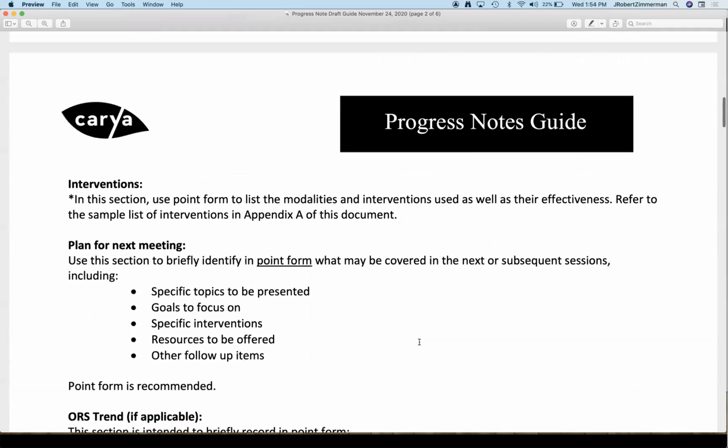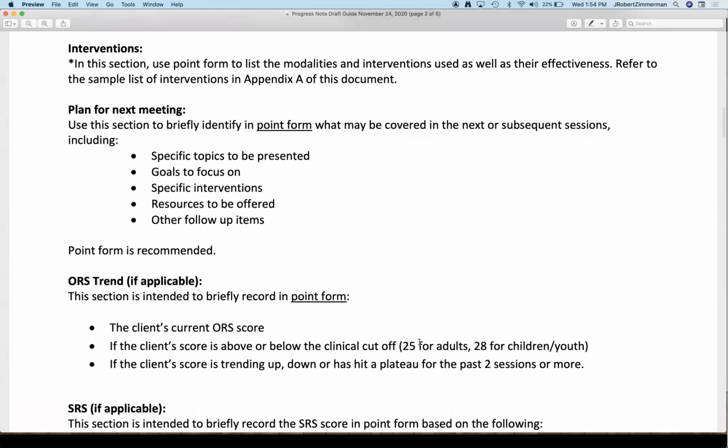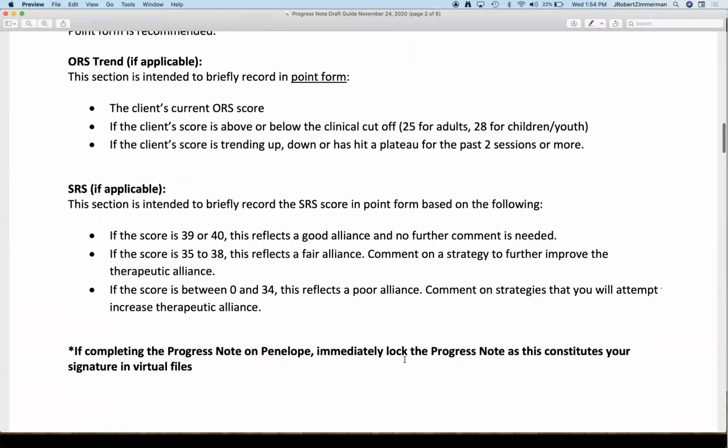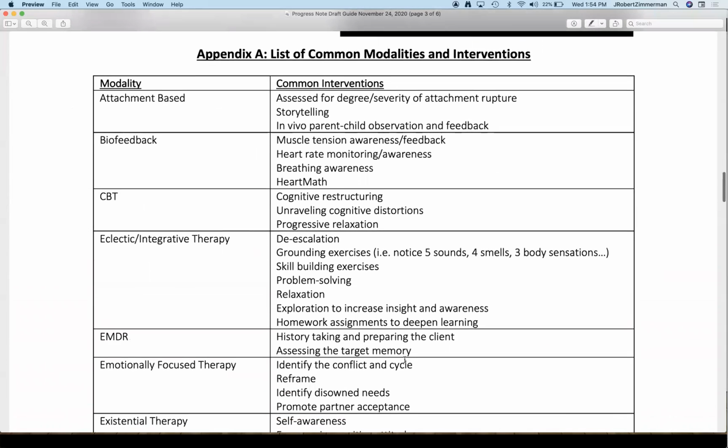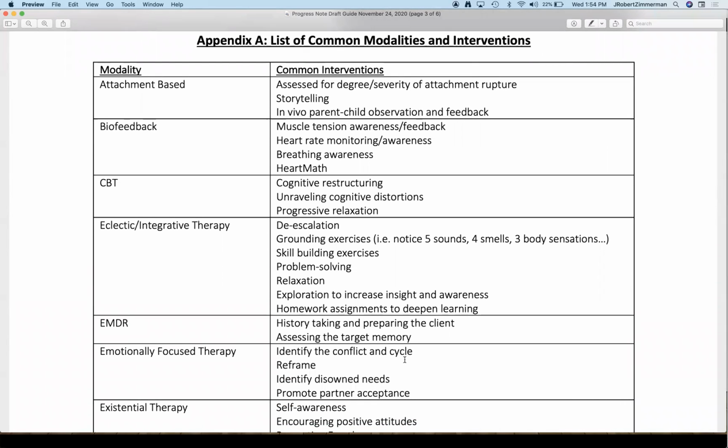The next section in the progress note is interventions. So we want to talk about the modalities and interventions used, as well as their effectiveness or their perceived effectiveness. Refer to the sample list of interventions in Appendix A of this document. So in these pages here, you'll find a list of common modalities and interventions. These are not exhaustive. They're only a sample. There's, I think, 2 pages of different modalities and a few of their more well-known interventions. Not exhaustive by any means.